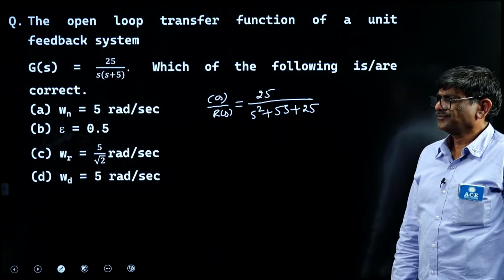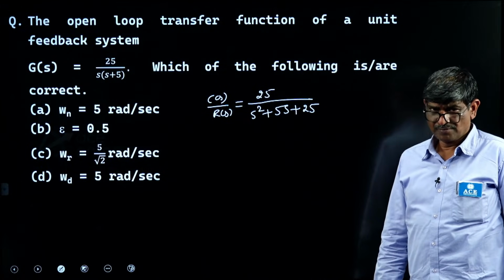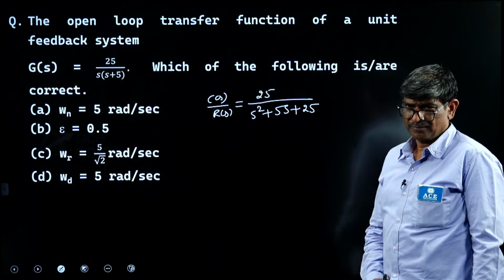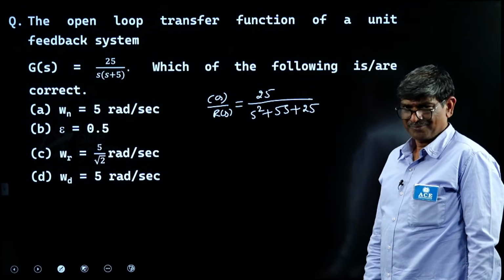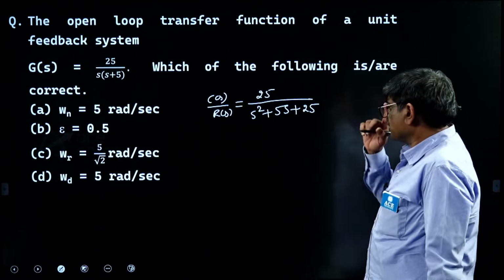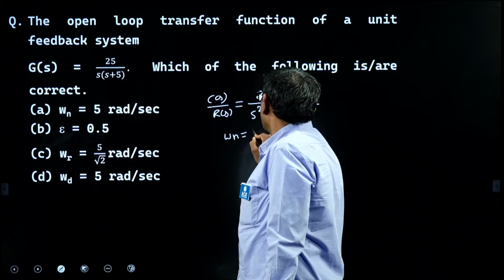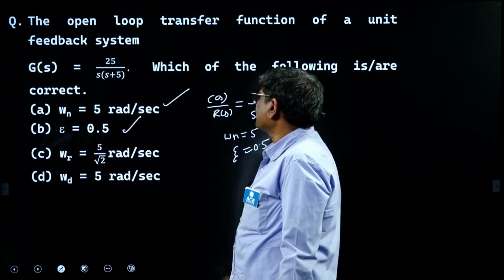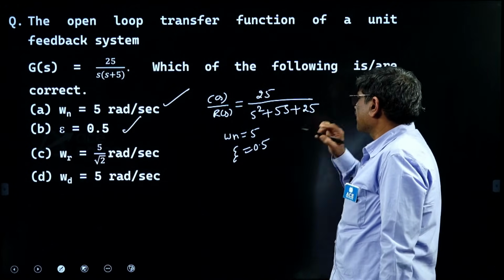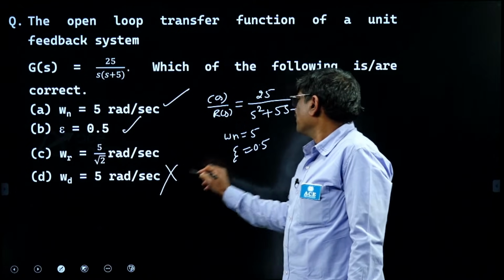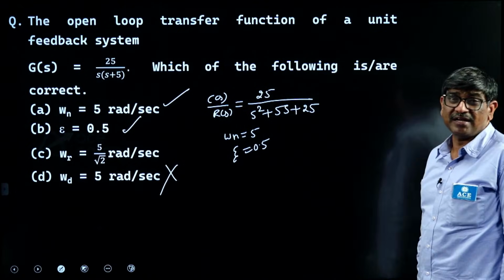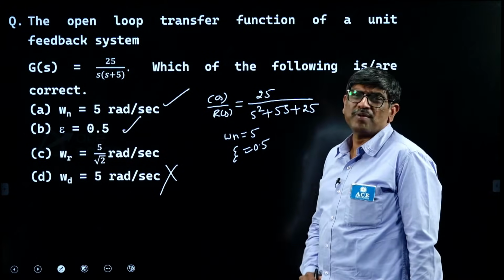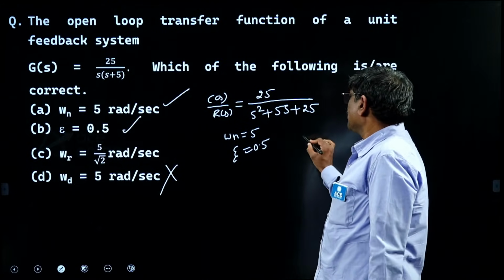Do it. Right, come on, do it. So, what is omega n? 5. Omega n is 5. Zeta is 0.5. So that means this is correct, this is correct. Check omega d and omega r. Omega d is wrong. Omega d never becomes omega n unless zeta is 0. Zeta 0 means omega d becomes omega n, and in that case it will even become omega r. All are the same. So check omega r.